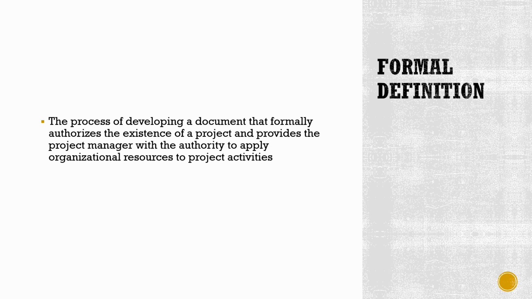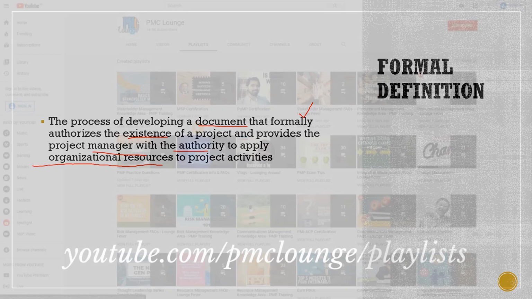All right, let's talk about the formal definition of this process. A bit of a repetition, but this is the process of developing a document that formally authorizes the existence of a project and provides the project manager with the authority to apply organizational resources, be it team resources or physical resources, to project activities. Like I said, something that we have already discussed, a bit of a repetition, but this is the formal definition for this process of developing the project charter.